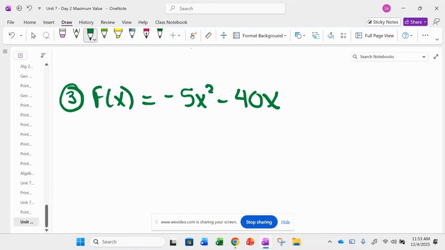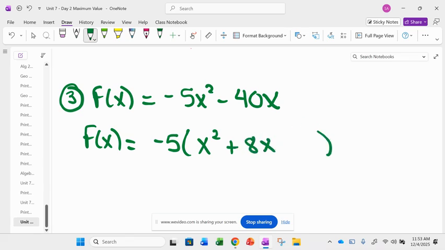The y coordinate of the vertex, that would be the maximum. All right, let's go through this. So the first thing we should have done is pulled out that GCF of -5. And now we're going to complete the square. Half of 8 is 4. 4 squared is 16. So I'm going to add 16 inside my parentheses.